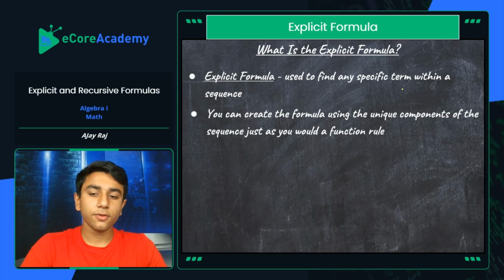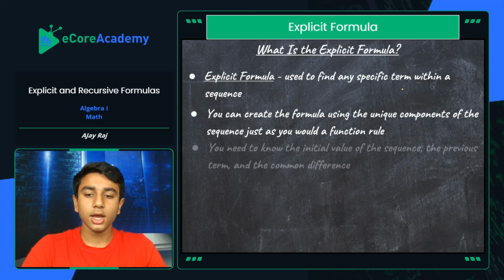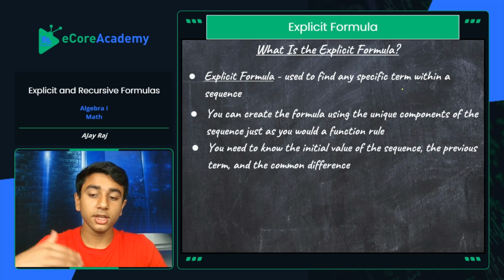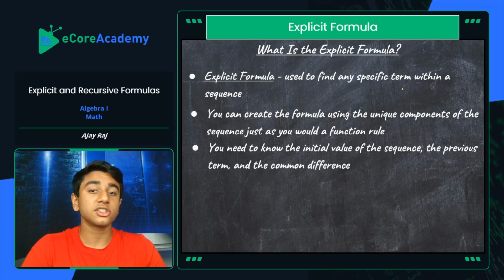So you can create the formula using the unique components of the sequence just as you would a function rule. You'd start off looking for values that would include the initial value of the sequence, the previous term, and the common difference. These are the three variables that you'd be looking for and calculating for. And then of course you'd combine them in a specific manner to calculate any term that you want, your nth term, any term in the sequence.